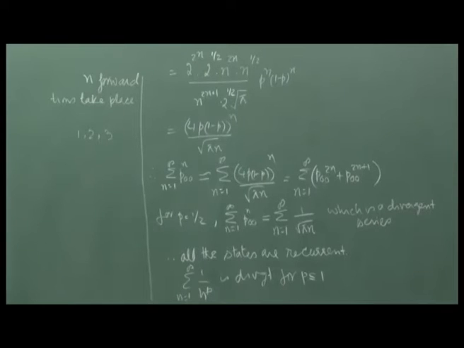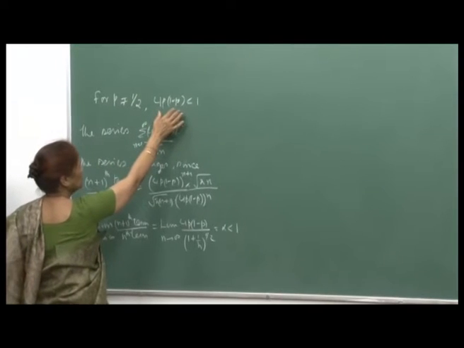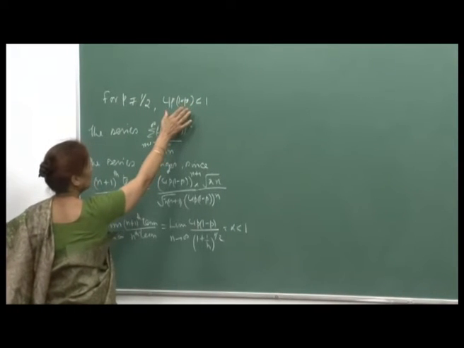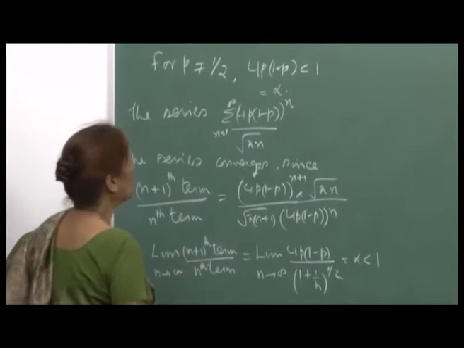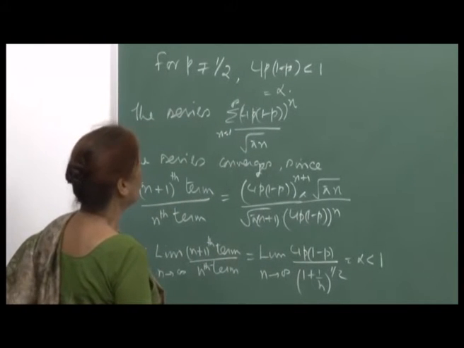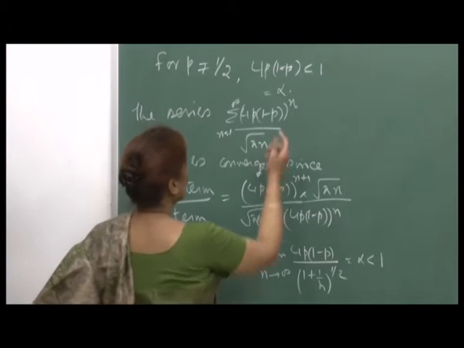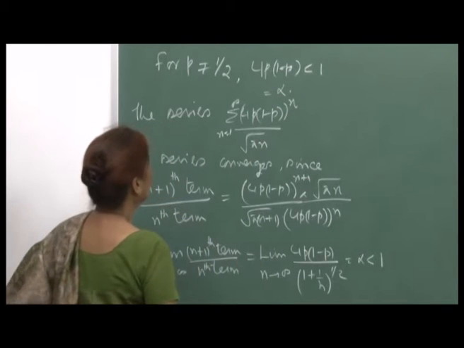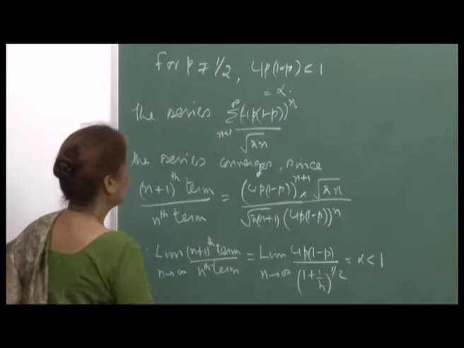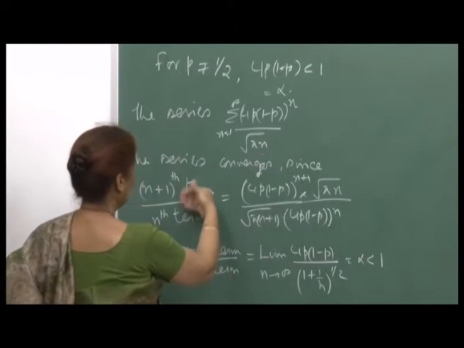For p not equal to half, your 4p into (1 minus p) will be less than 1. Remember, for p equal to half this term 4p into (1 minus p) has its maximum value. So, for p not equal to half, it will be less than 1. Let me denote this term by alpha. Then we will show that this series converges, and it is simple, you just apply the ratio test.